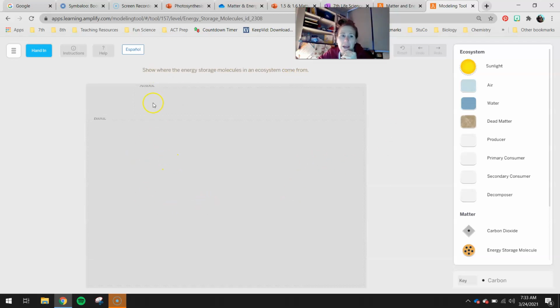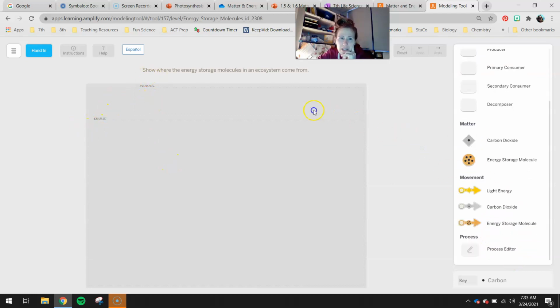All right, so let's talk abiotic. Abiotic is non-living. The main thing that we want to focus on as non-living is this carbon dioxide here. So first and foremost, you guys will drag this carbon dioxide into that abiotic box. Why is it not adding it?